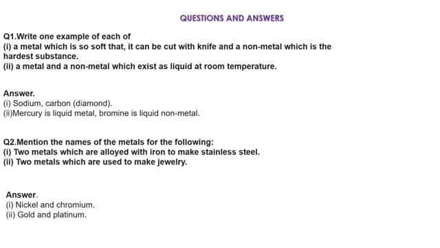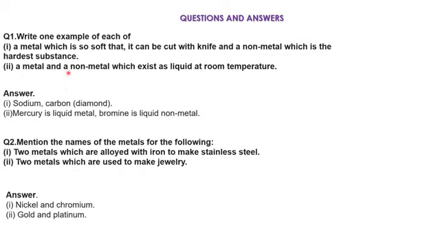Children, now let's see the question answers quickly, and I want you to write all these question answers in your notebook. Now let's start with the first one. Write one example of each: a metal which is soft that can be cut with a knife, and a non-metal which is the hardest substance. The metals that can be cut with a knife are sodium and potassium. The non-metal which is the hardest is diamond.